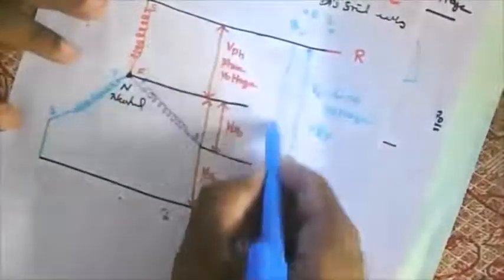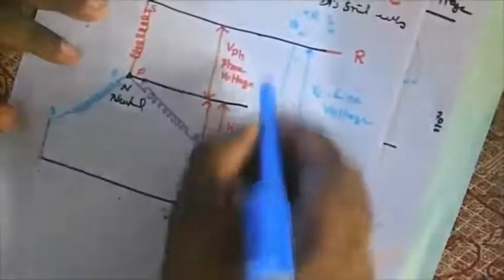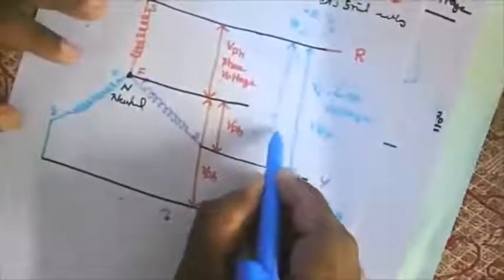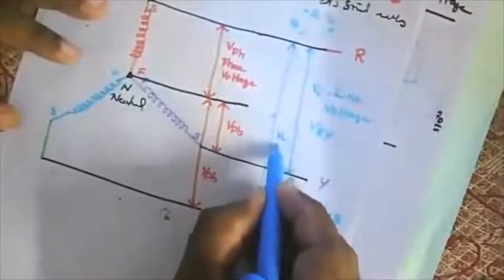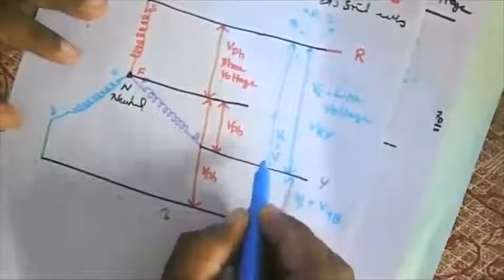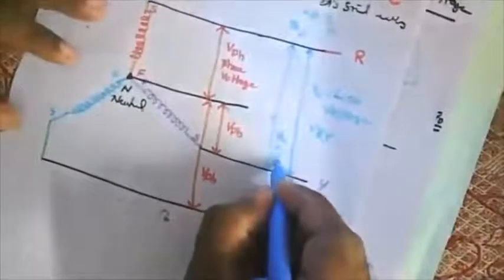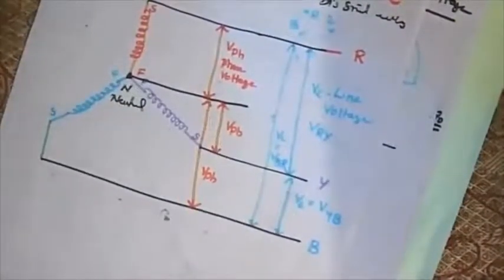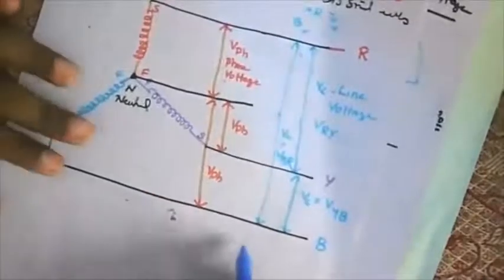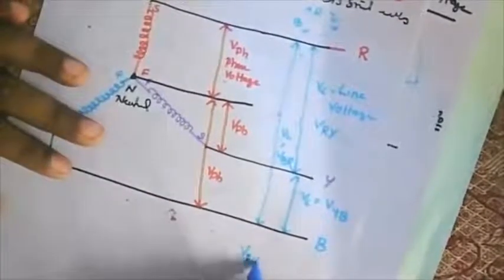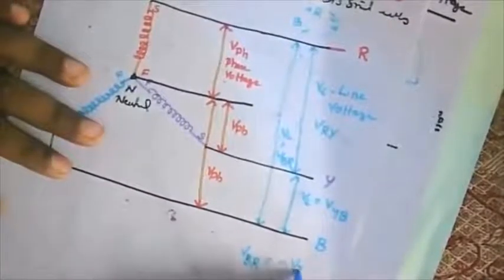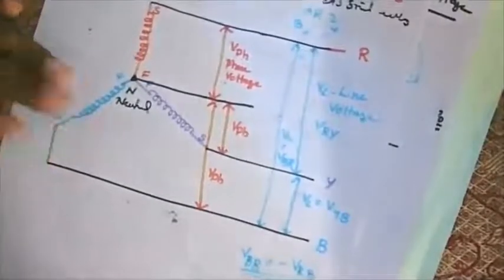Then I have a third one between R and B. This is also a line voltage. It is equal to VBR. It is not VRB, instead it is VBR. I believe you understand why it is VBR. VBR is nothing but minus of VRB, just negative. That's the only difference. VBR is nothing but minus of VRB.